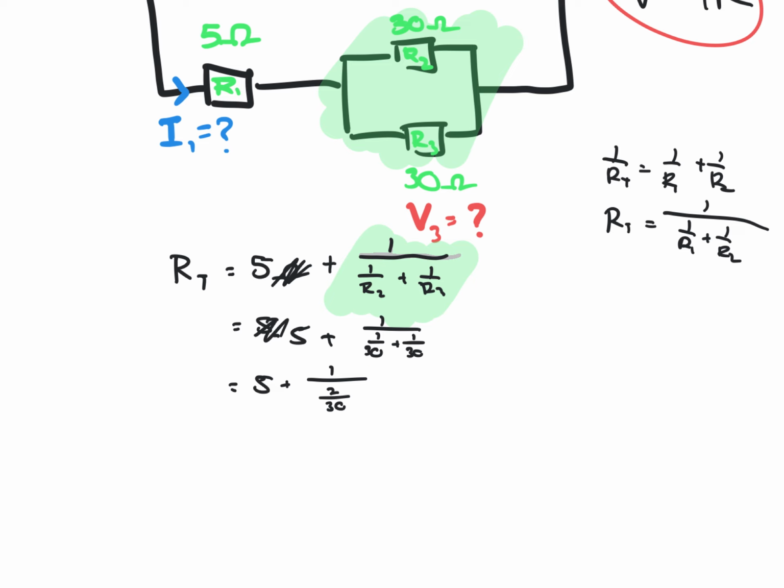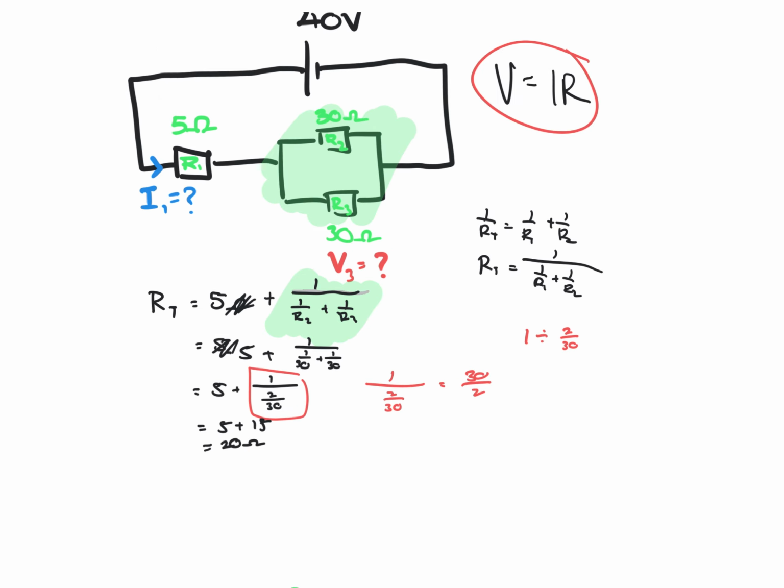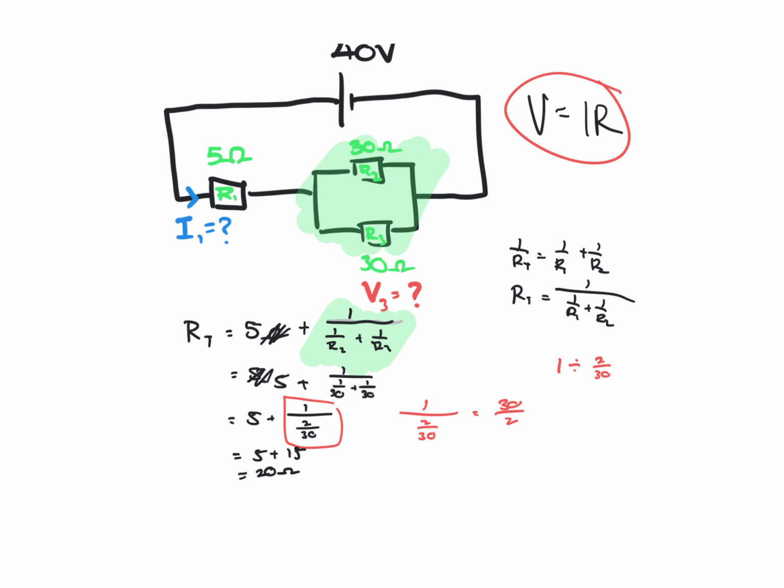Now, without using a calculator, what does this become? What happens when you flip 2 over 30? It just becomes 30 over 2. You see that? It's a flip. Flip everything below it. Right? If you're not comfortable with that, just use your calculator. You should put something like 1 divided by 2 over 30. So this gives me a fantastic number, 5 plus 15. My total resistance is actually 20 ohms. Fantastic. I know my total resistance and I know my EMF.